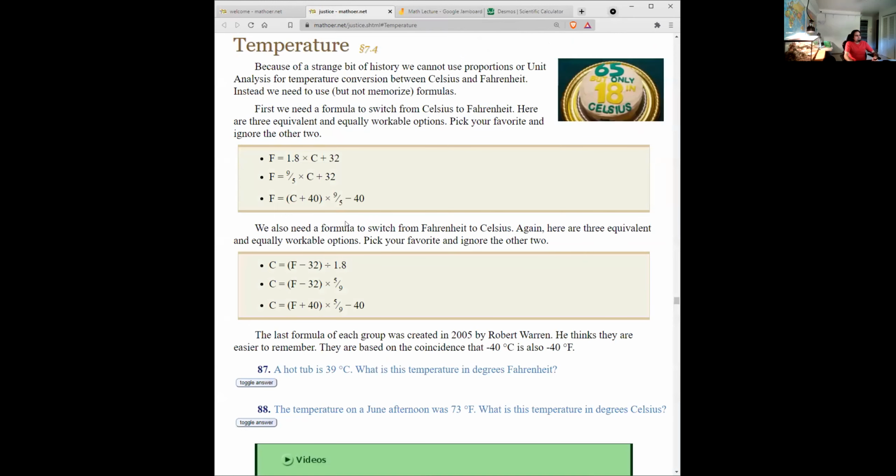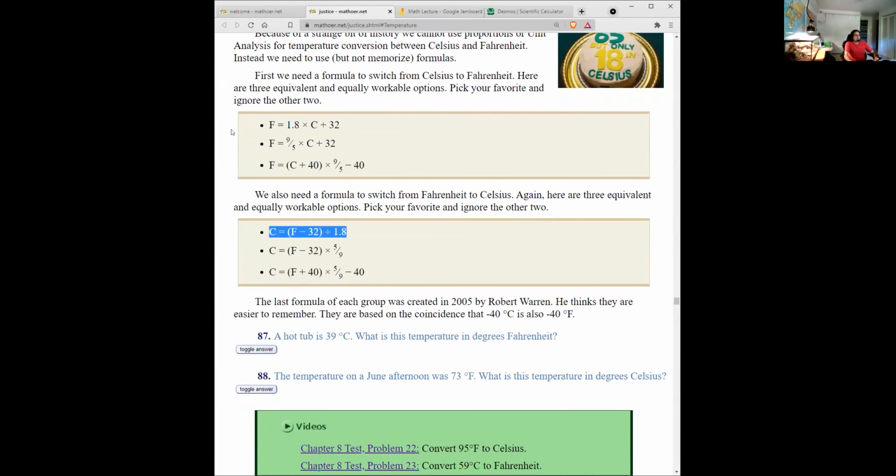Okay, temperature, don't get confused. Use the top formulas, ignore everything else. You know how to do this.